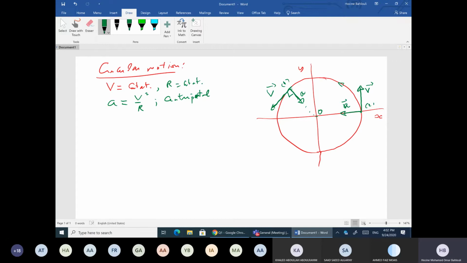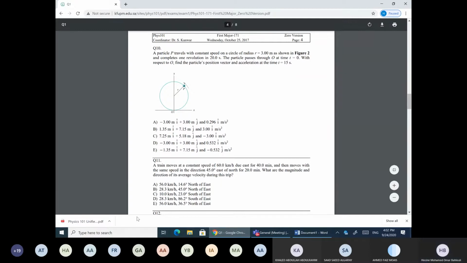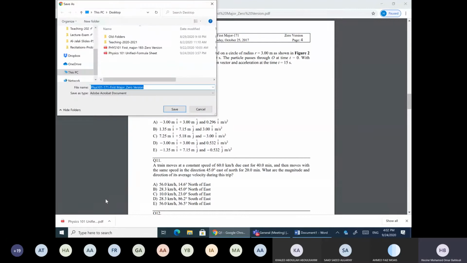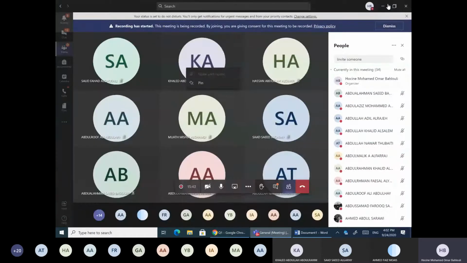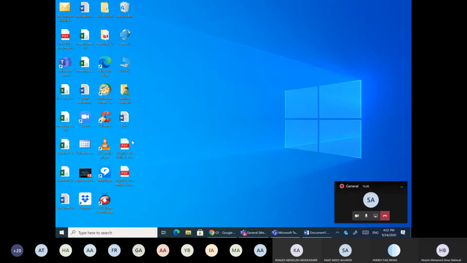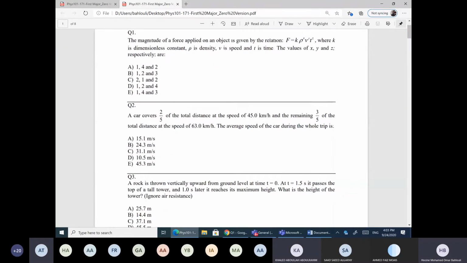Let's go now to the problems that you are saying. The problem, I think I have to save them on my, sorry, I didn't do that before. I should do it now. I should save the problem on my desktop so that I can write on it. So this is a problem on page 171, which is this. So I'll go and open it now. I have to save it so I can write on it. You see the screen now, guys? Yes. Okay.